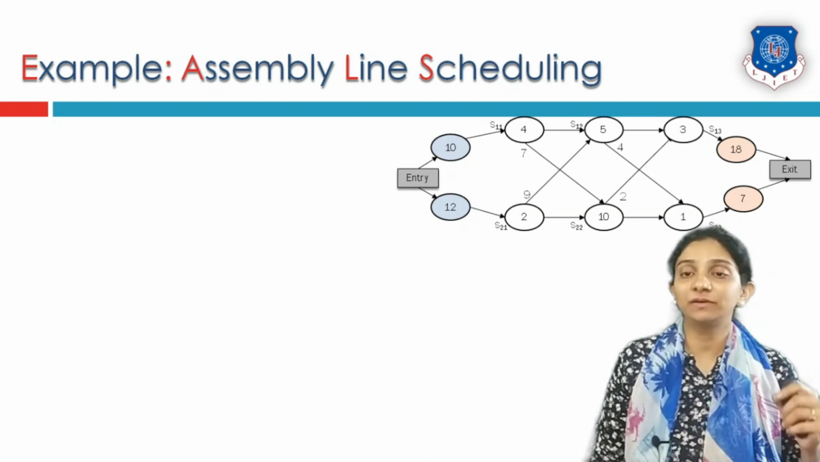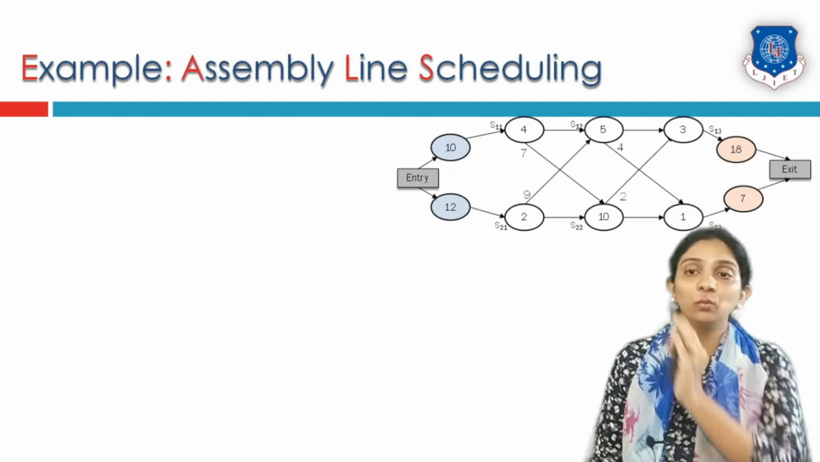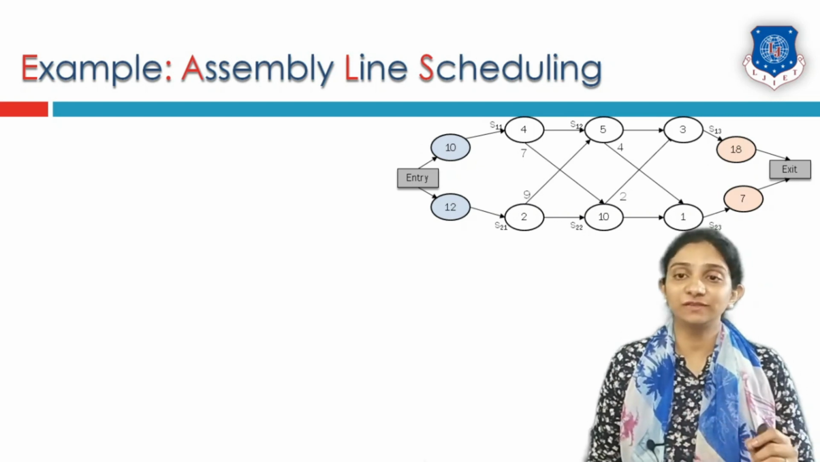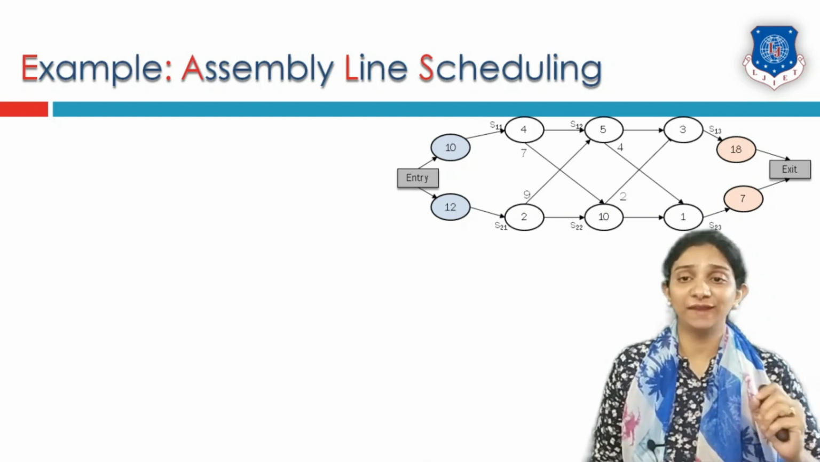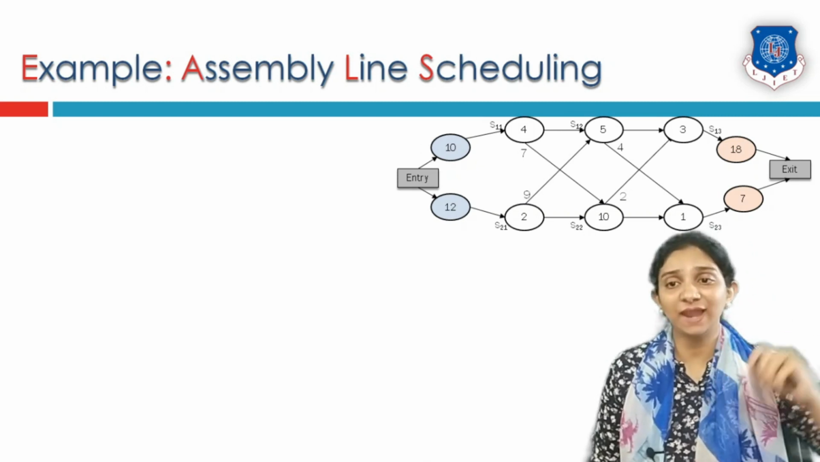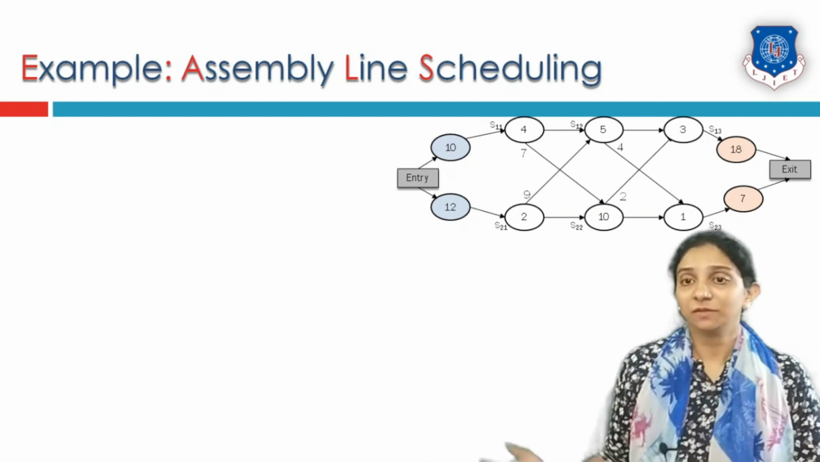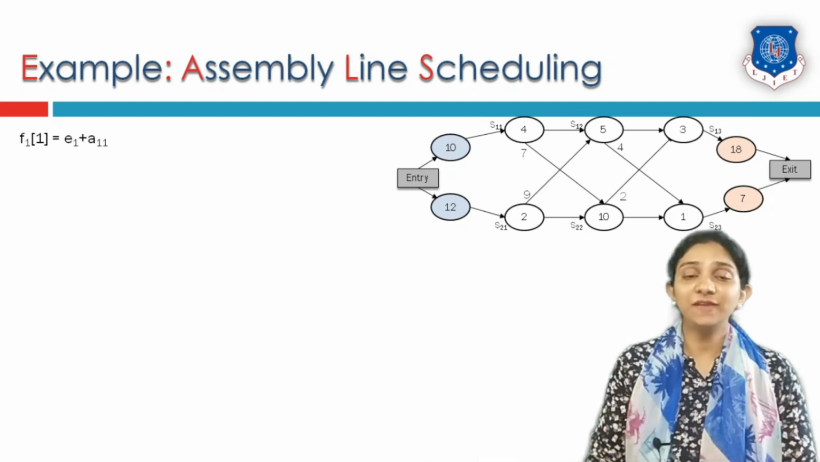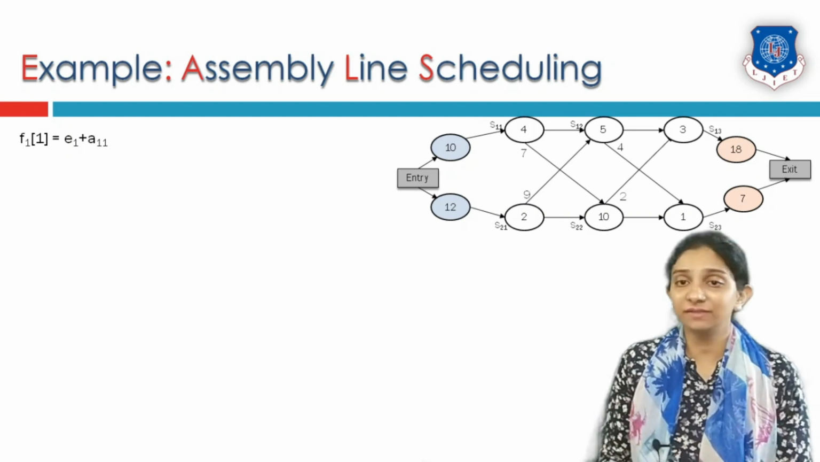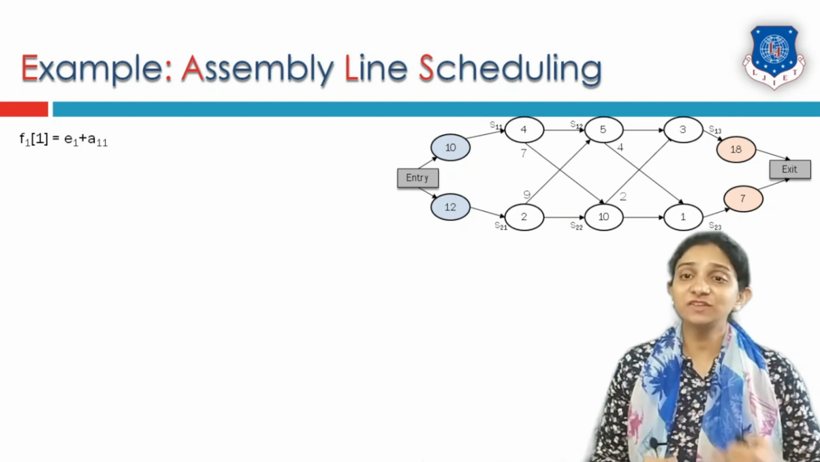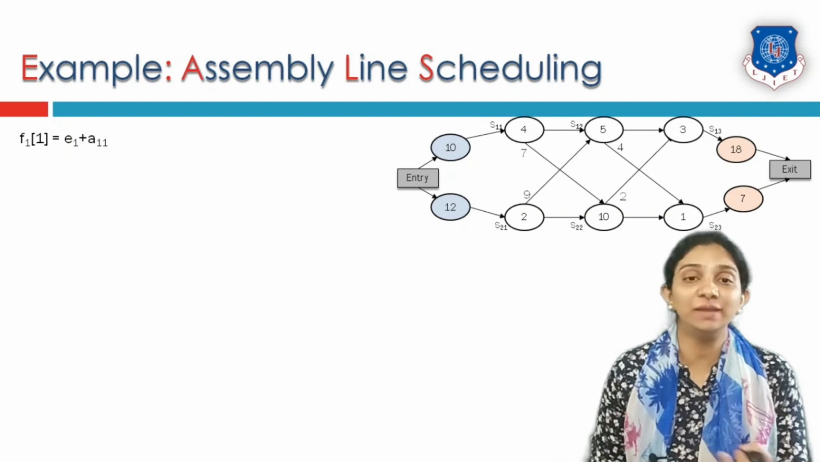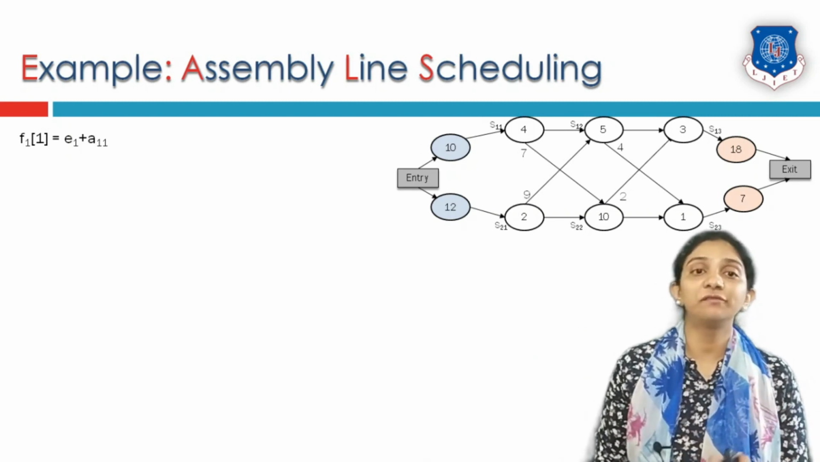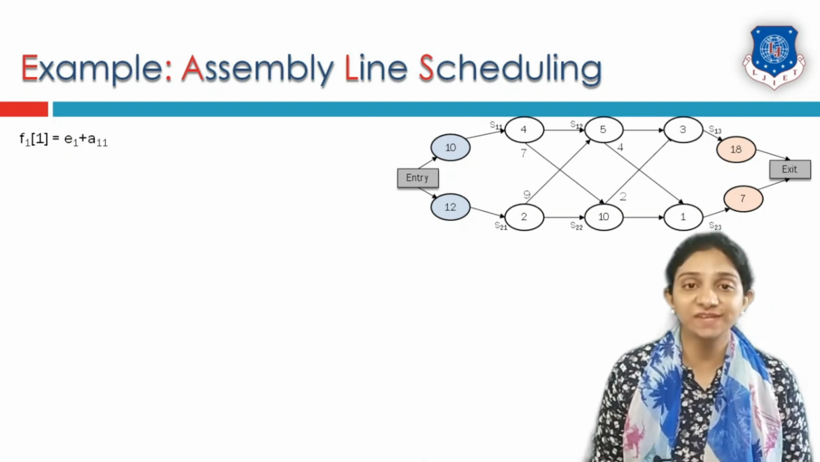Similarly, the cost to transfer from line 2 to line 1 at station 1 is 9, and the cost of transferring from station 2 of line 2 to station 3 of line 1 is 2. So the weight on processing time at each station is given. We have to find an optimal path from entry to exit in such a way that it includes minimum cost or minimum time. So let us calculate the finish time at each station.